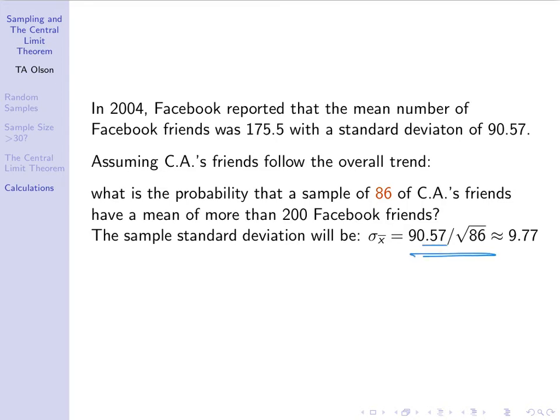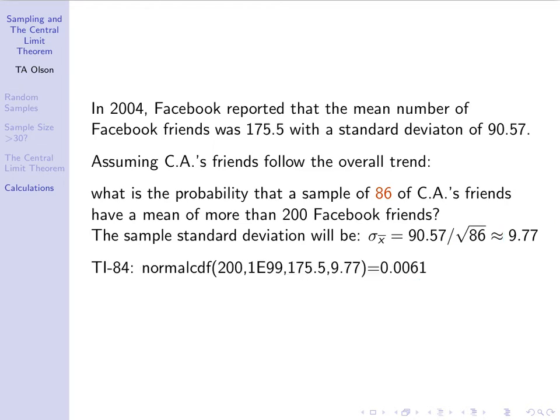It's our 90.57, our population standard deviation. We divide it by the square root of the number of data points, and now this is going to come from a normal distribution with a standard deviation of 9.77. And so we want the probability of more than 200, with mean 175.5 and standard deviation of 9.77.